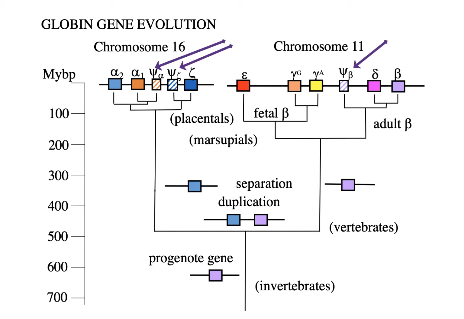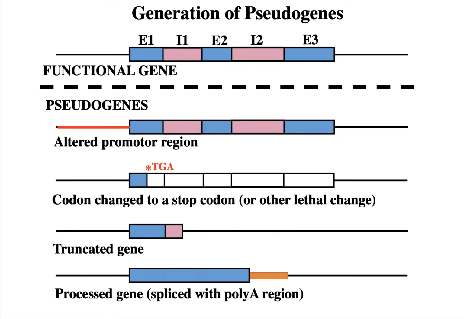Also note in this diagram at the top that there are several genes with a Greek letter psi: psi alpha, psi zeta, and psi beta, and there are actually even more than those, and those are pseudogenes. So in each one of these duplication events and diversification, almost always you have some pseudogenes that are produced, and there are several types of pseudogenes.